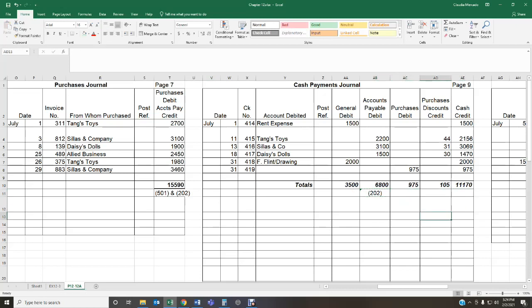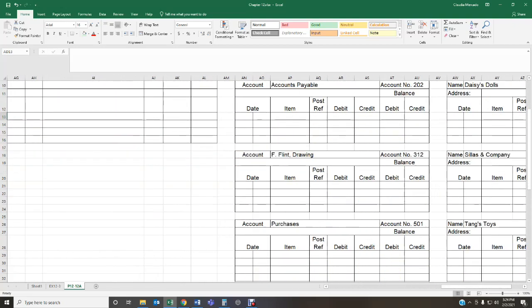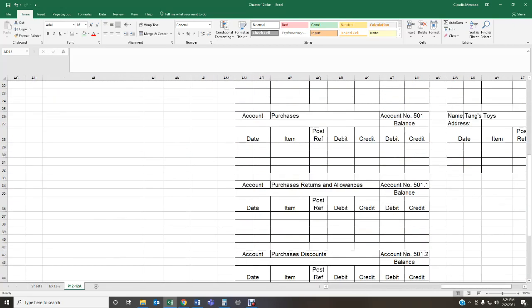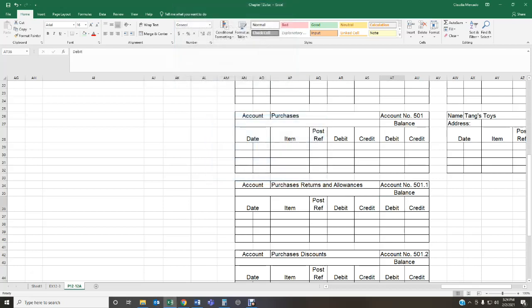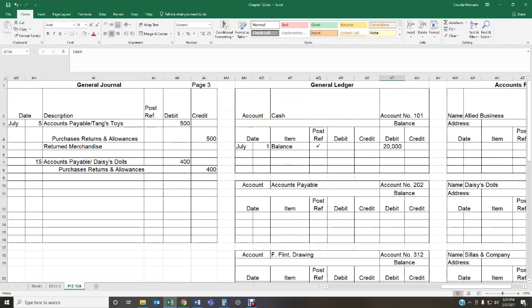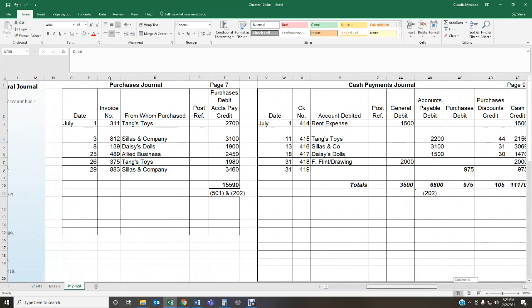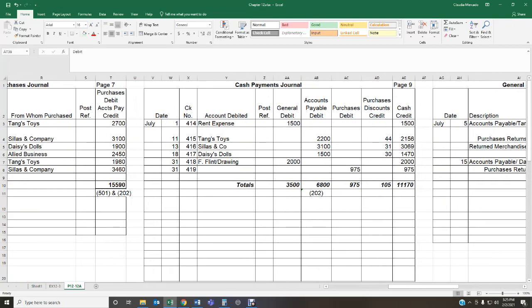So how about my purchases debit? Where does that go? Well, let's go look. And purchases goes under account number 501. Okay, right here we have the account number. It's 501. Sorry about that. So let me see, what am I doing? Purchases. Okay, so 501, I'm going to go back to my cash payments journal, and my purchases debit is 501.